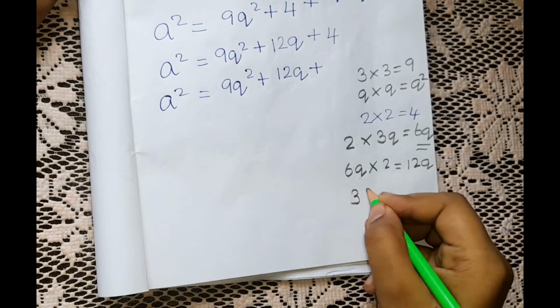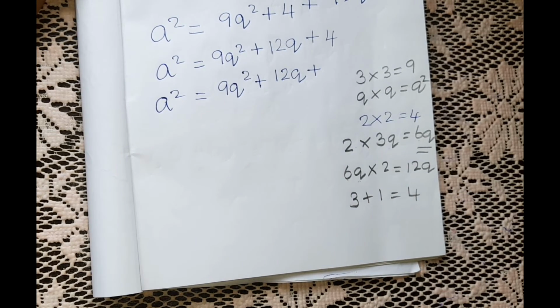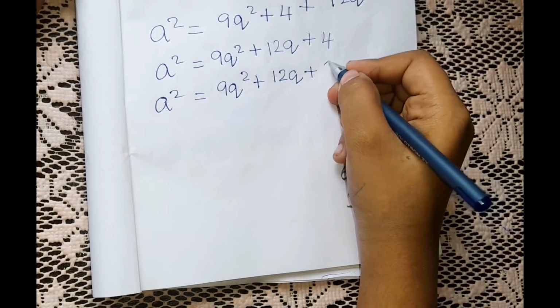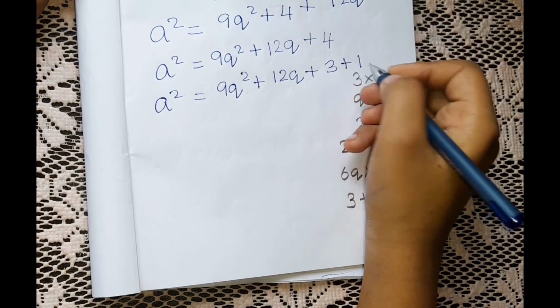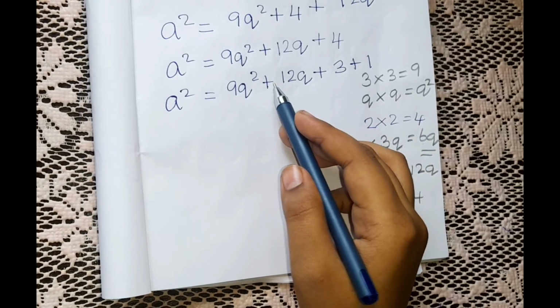So 3 plus 1 is 4. What I am going to do is write 3 plus 1 right over here. Why am I writing this? That's because after doing this, we just split it, right?